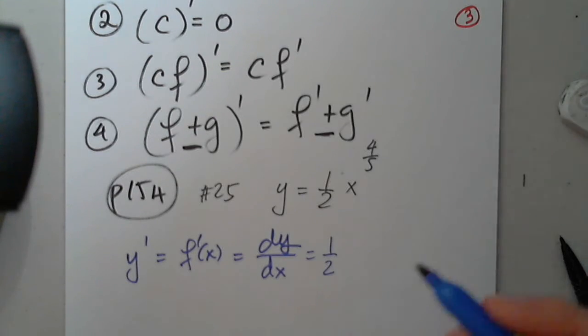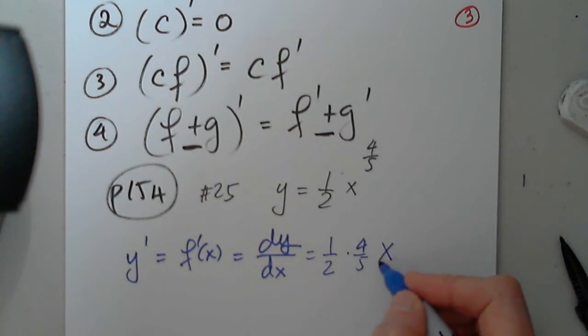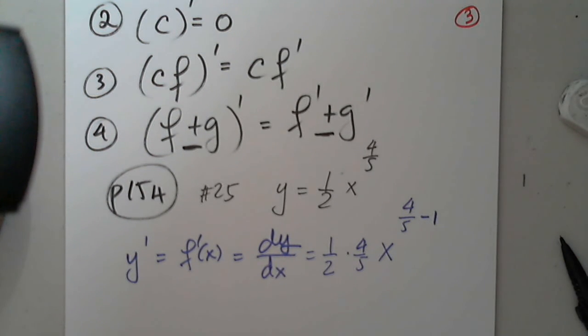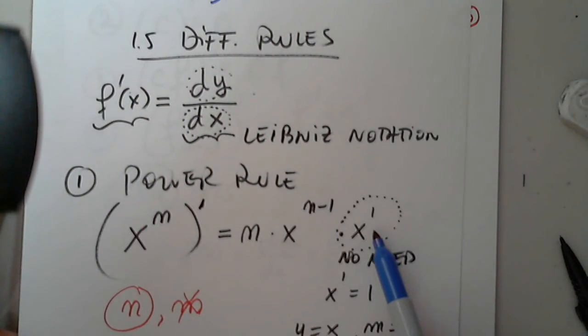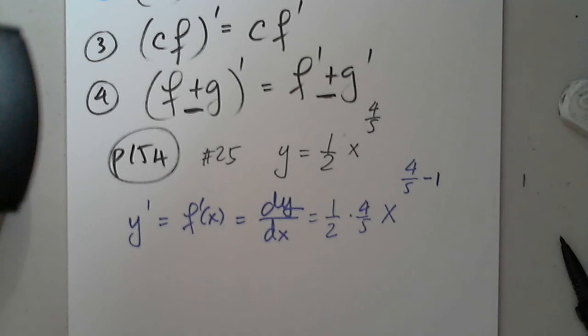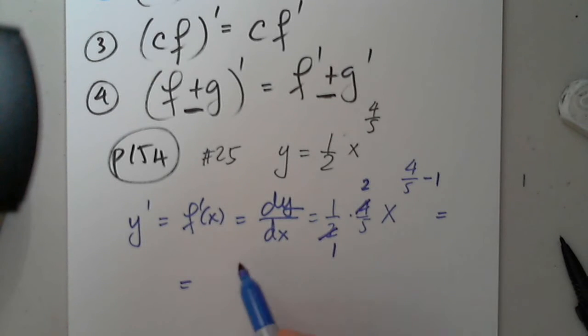So I have 1/2. I will bring down 4/5, copy x and subtract 1 from the power. And this is the power rule. I brought down the power, I subtract 1 from the power, and there is no need to differentiate this because the x prime is 1. Okay, so then I simplify. So this is 2/5 in front.